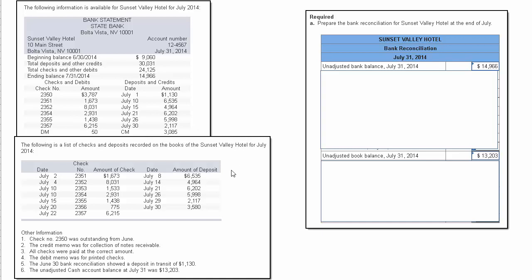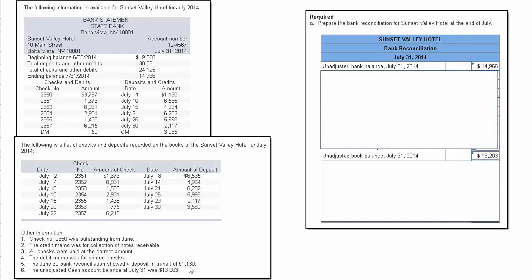And then we also have a list of checks and deposits that were recorded on the books. Okay, so there's all our checks on the left side and deposits on the right side. And there's 6 other pieces of information for us. They tell us that one check was outstanding. The credit memo was for a collection of a notes receivable. All checks were paid at the correct amount. The debit memo was for printed checks.